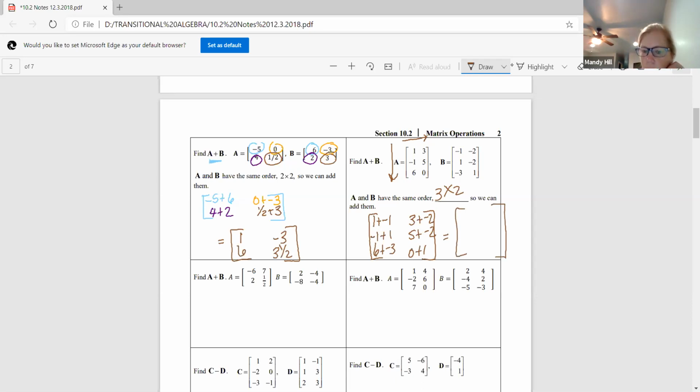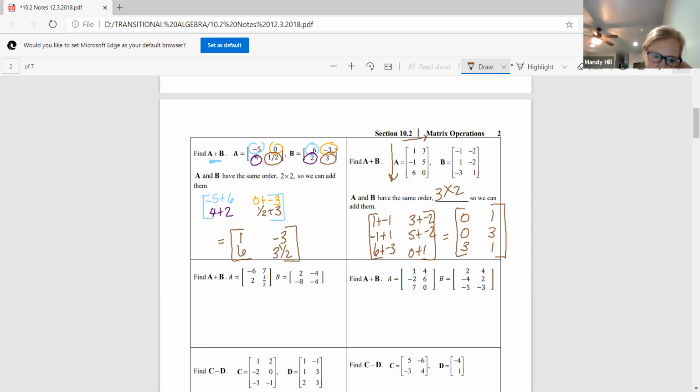1 and -1 is 0. 3 and -2 gives us 1. -1 and 1, 0. 5 and -2 gives us 3. 6 and -3 gives us 3. And 0 and 1 gives us 1. So that would be our final answer.